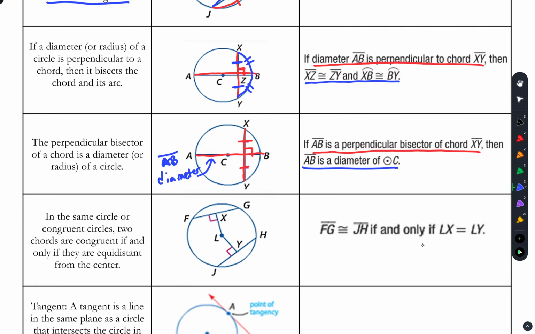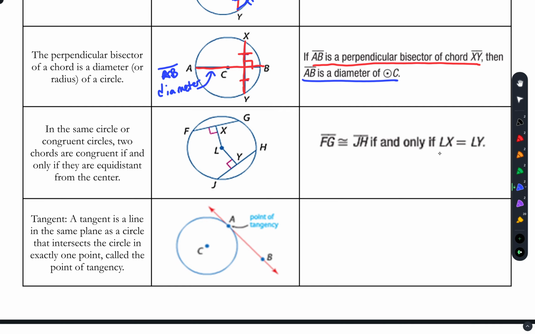I really like this one. This one says, in the same circle or congruent circles, two chords are congruent if and only if they are equidistant from the center. There's that if and only if part again, which means I can say this either way. It works both ways. So this says two chords are congruent. So here's my two chords, FG and HJ. And they are congruent if and only if they are equidistant from the center.